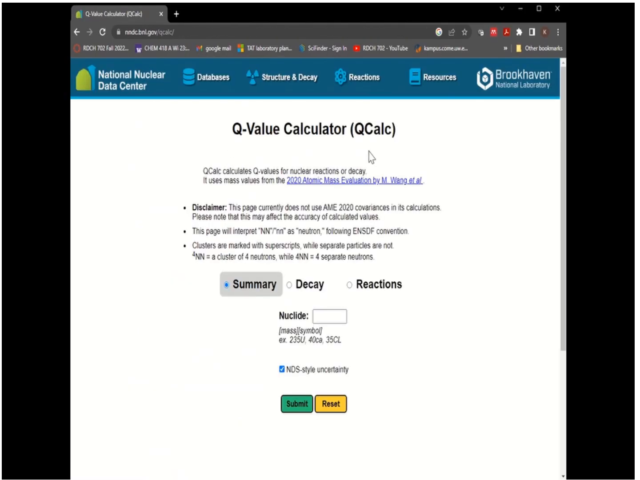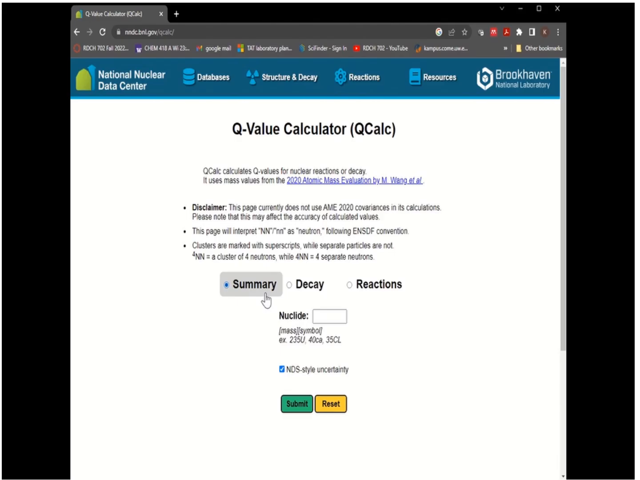So this Q value calculator, the data that it uses, the mass evaluation data, is shown here. In our previous slides, we went over how to do the calculations from the mass excesses. This website uses the mass excesses found here, and you can read some of the disclaimers on this site. For instance, NN, lowercase or uppercase, is listed as a neutron.